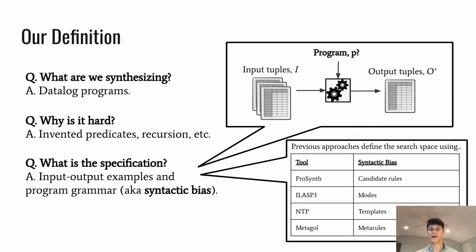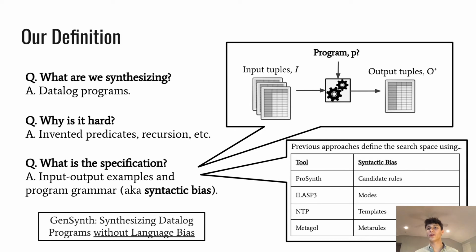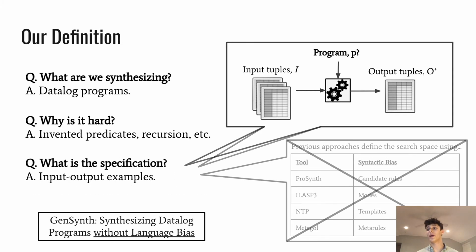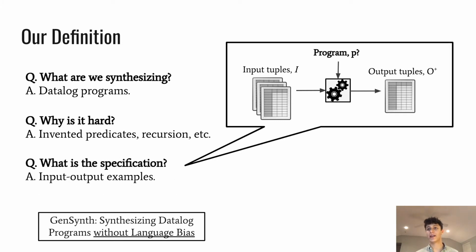So how do we define this problem? Notice our paper is called GenSynth, Synthesizing Datalog Programs Without Language Bias. Hence, we do away with the language bias and instead simply specify input-output examples.